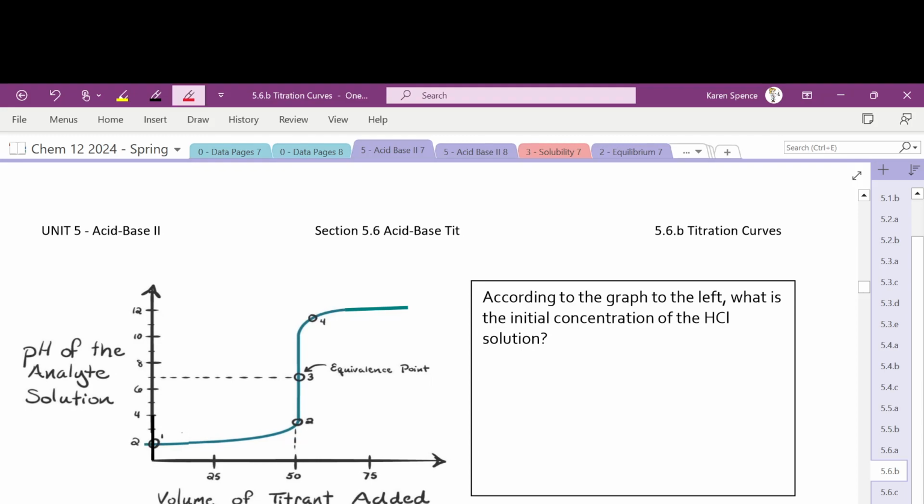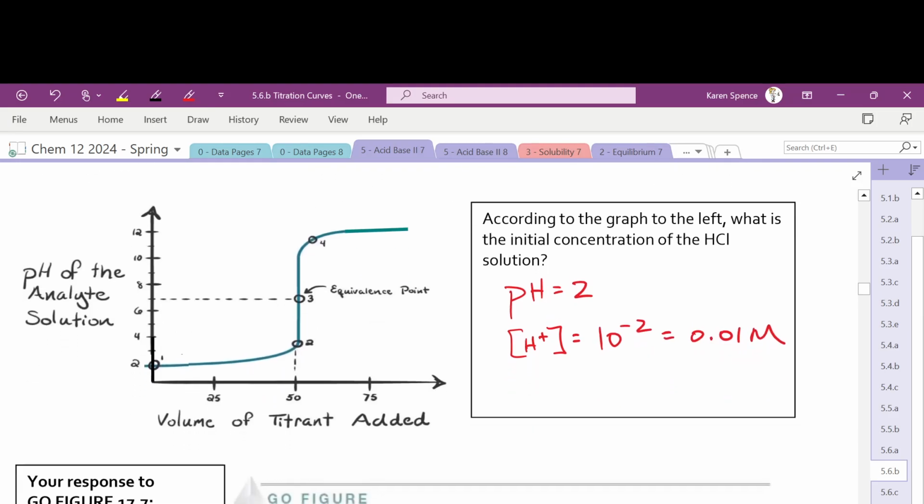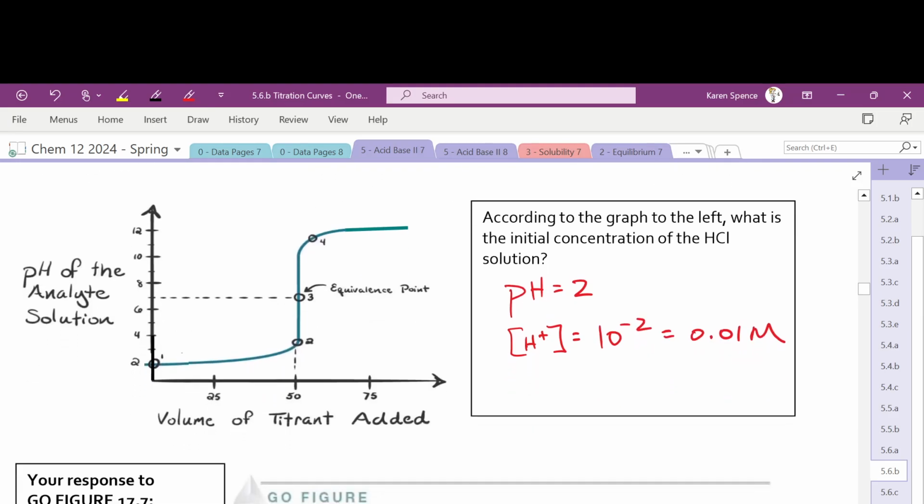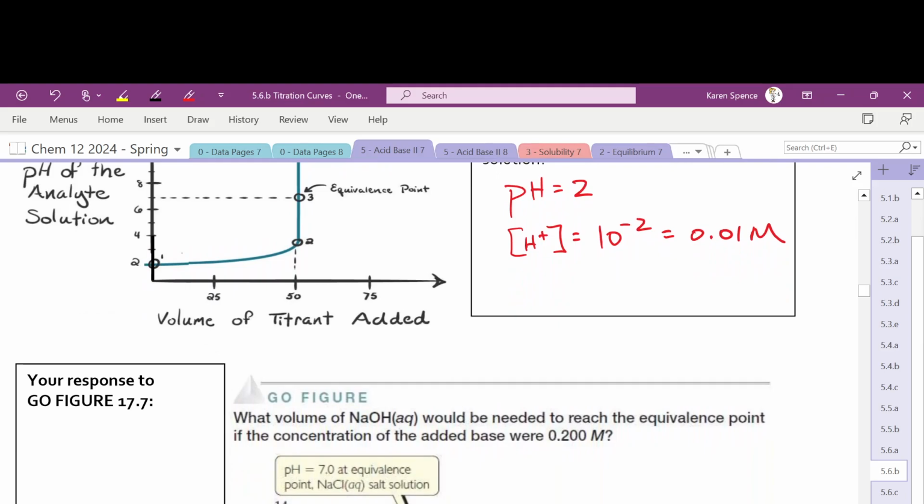We already did this question. According to the graph on the left, what is the initial concentration of the HCl solution? And that was pH is equal to 2. So the concentration of H+ was equal to 10 to the negative 2, which is equal to 0.01 molar. Now it's written somewhere nice rather than squashed in. And now you get to try the next go figure question.